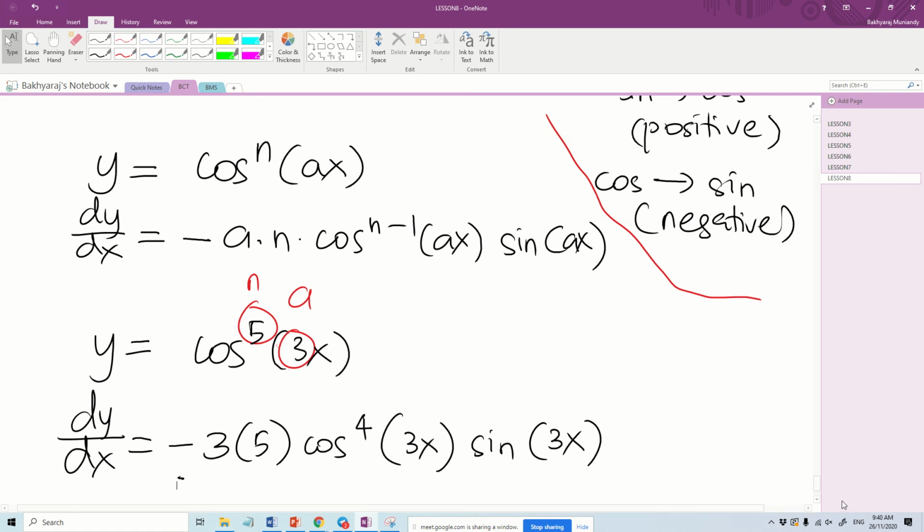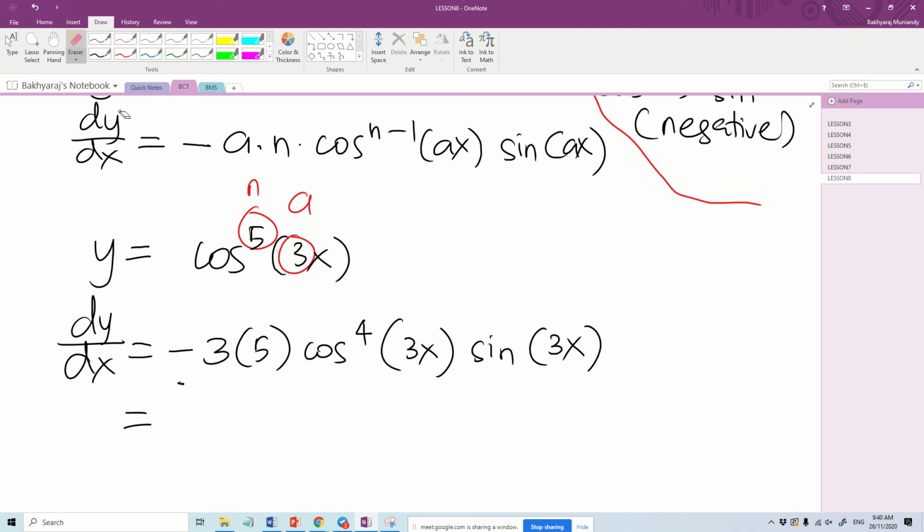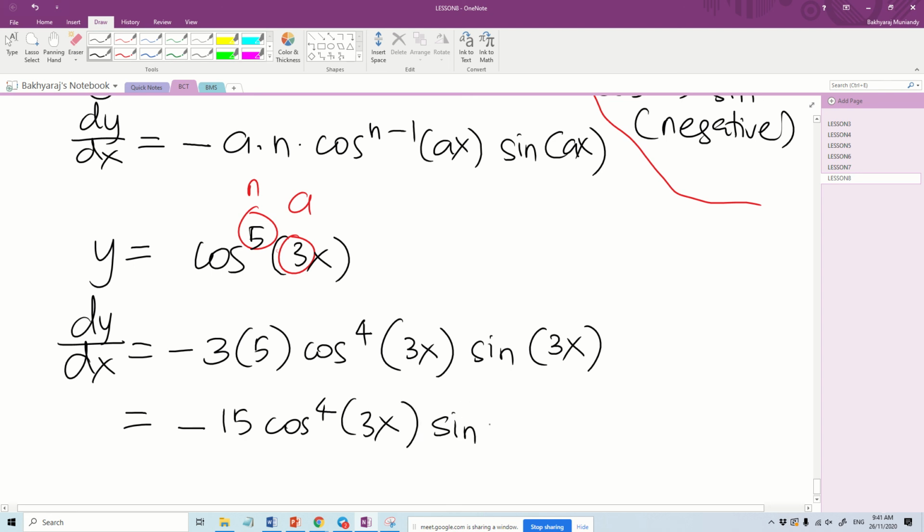Okay, sorry for the interruption. Okay, masih ada problem sikit. Okay, so you akan dapat negative 15 cos^4(3x) and then sin 3x.